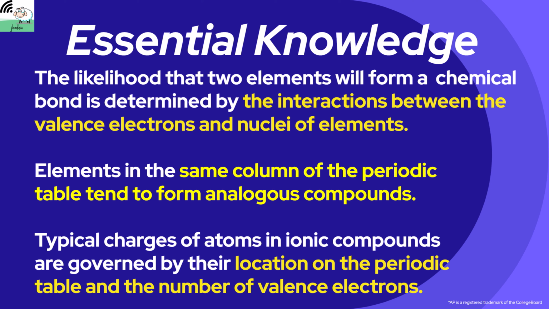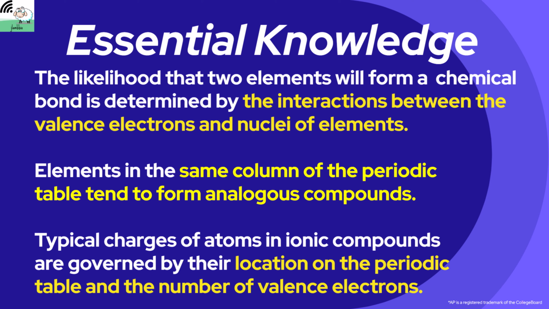It says the likelihood that two elements will form a chemical bond is determined by the interactions between the valence electrons and the nuclei of the elements. Basically, this means we need to take a look at the charges that are produced based off of the group numbers on the periodic table. Again, that's based off the number of valence electrons either gained or lost in order to form ions. The ions have charges, they form attractions with one another, and as a result, we get an ionic bond and a chemical compound. Elements in the same column of the periodic table tend to form analogous compounds.